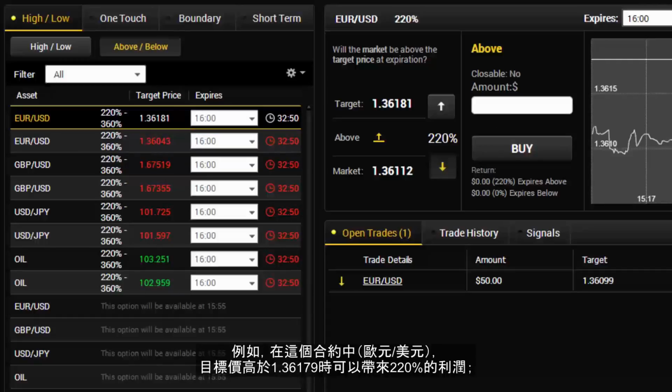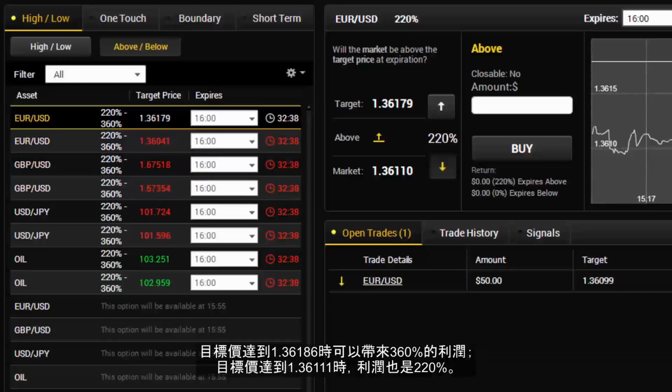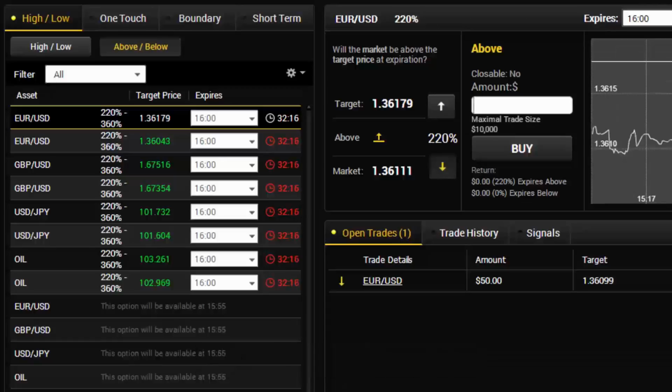For instance, on this contract, euro against US dollars, the target price above 1.36179 would bring 220% payout. Target price of 1.36186 would bring 360% payout, while target price of 1.36111 has 220% payout.